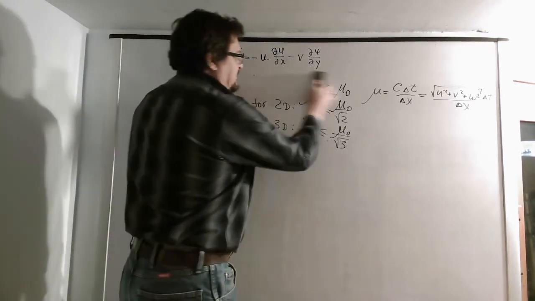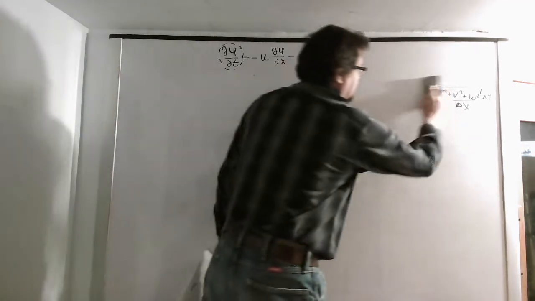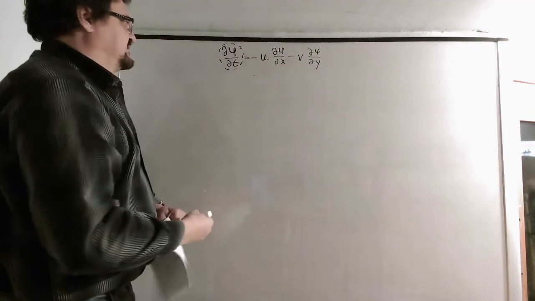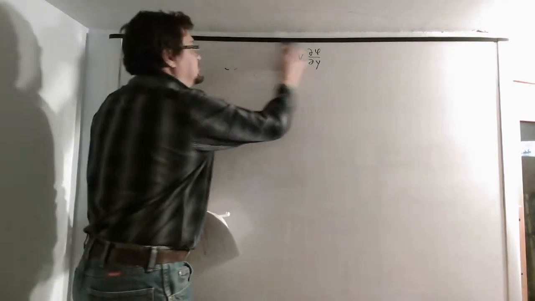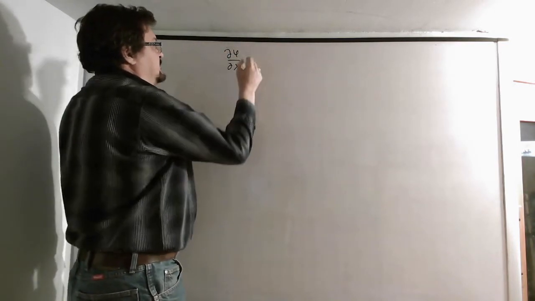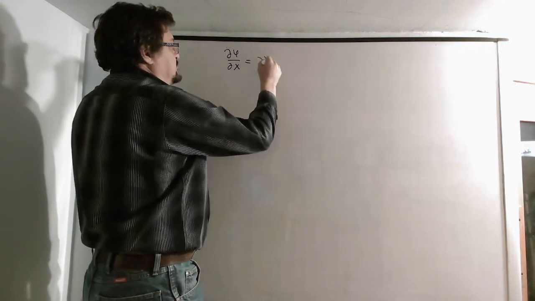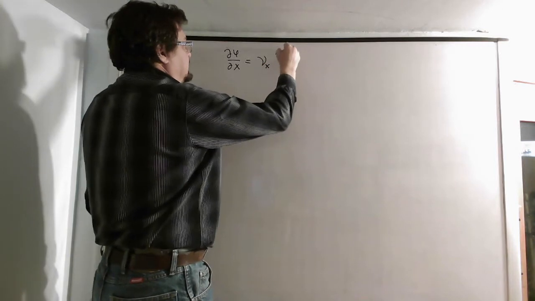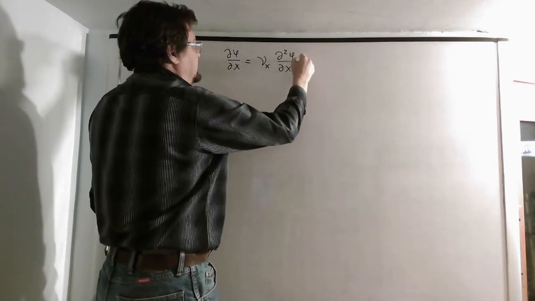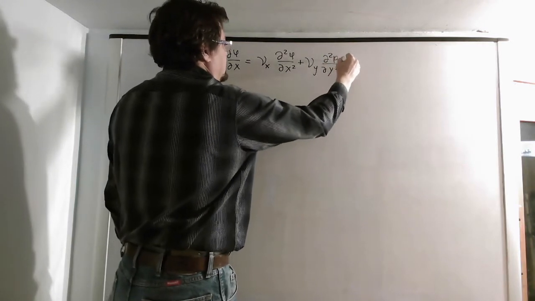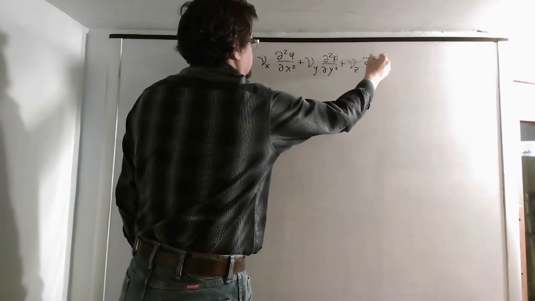Now for diffusion, if we use simple Euler time diffusion, we have the diffusion equation like that. So we have, say, nu x times the second derivative in x, plus nu y times the second derivative in y, plus nu z times the second derivative in z.